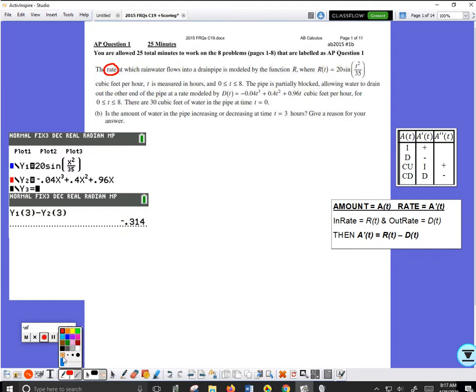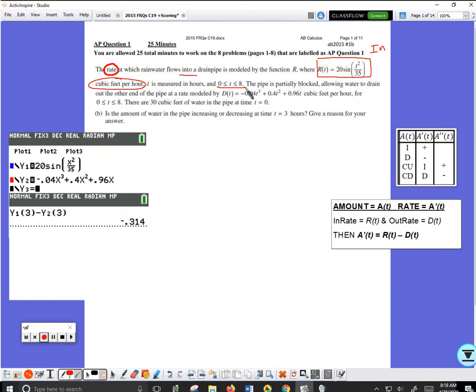Okay, the rate at which rainwater flows into a drain pipe is modeled by this function R. So R is a rate, and it is the in rate, in cubic feet per hour. Time period is 0 to 8. The pipe is partially blocked, allowing water to drain out the other end.